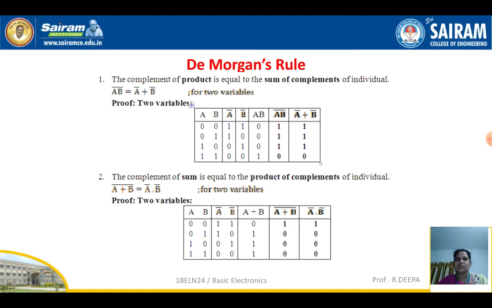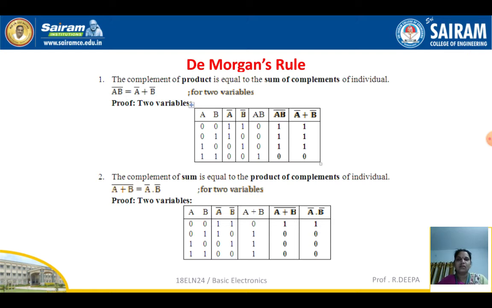Next, let us multiply a into b. So a into b will be 0 into 0, we get 0, 0 into 1 it is 0, 1 into 0 it is 0, and 1 into 1 it is 1. In the next column let us find ab whole bar. Already we have calculated ab, so let us take the complement of ab. So 0 bar is 1, and 1 bar is 0.